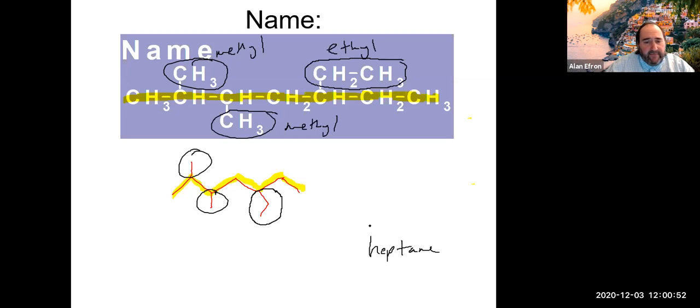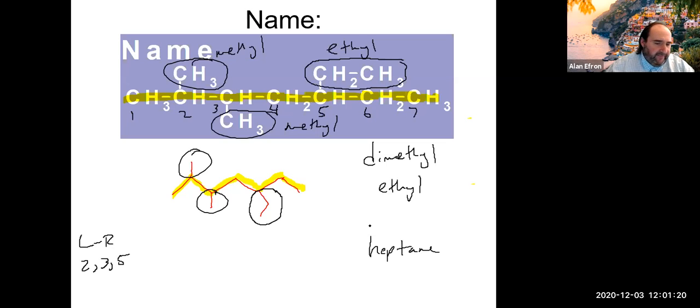And that means we have 2 methyls, so we got a dimethyl situation happening. We also have 1 ethyl, obviously. So we need some numbers. So if we go left to right, we got 1, 2, 3, 4, 5, 6, and 7. That means going left to right here, we end up with a group at 2. We end up with a group at 3, and we end up with a group at carbon number 5.